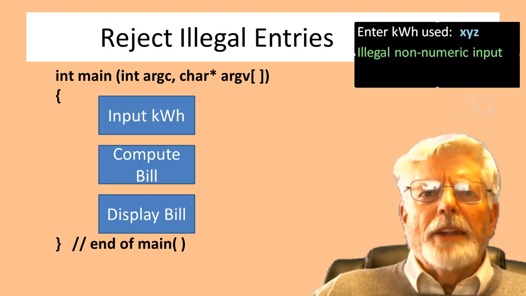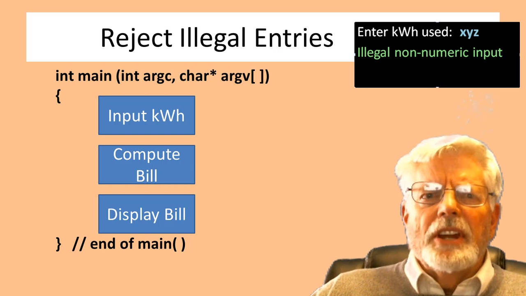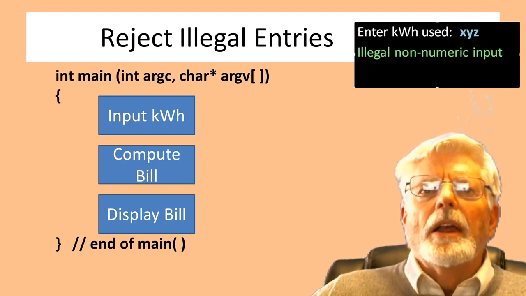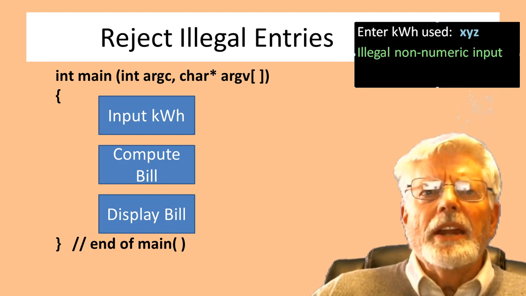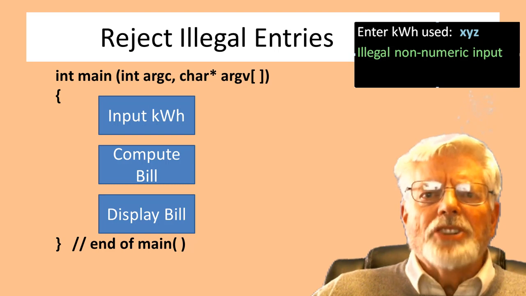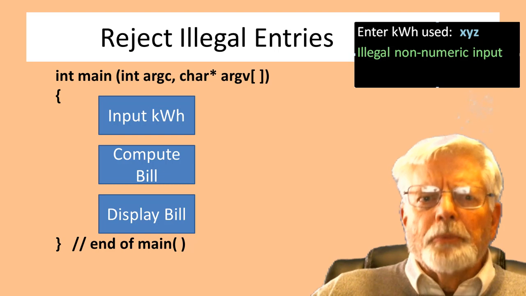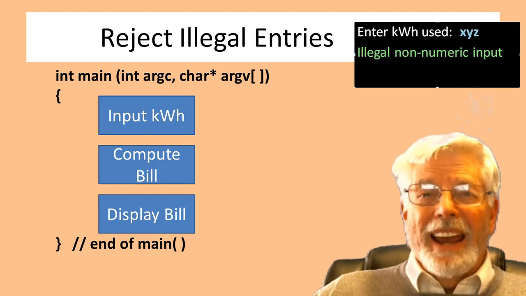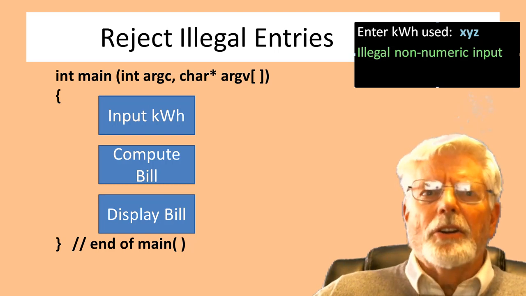In the C language, we use the scanf routine to input from the keyboard console. In C++, we use cin for console input. In both cases, we need to identify the data type that the input routine is expecting. We already defined kWh as the double data type. It can hold only numbers. When the program is run and letters are typed when the input routine is expecting numbers, an error is flagged and the program keeps running.